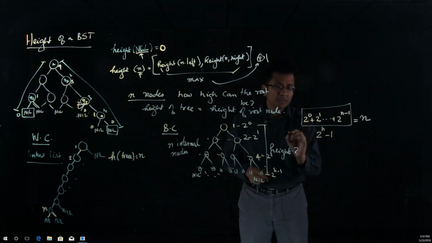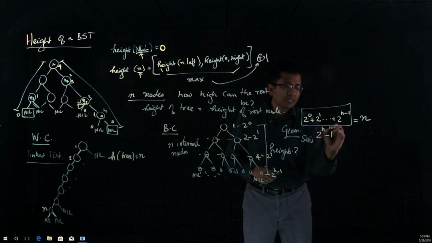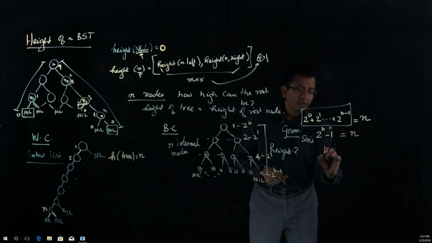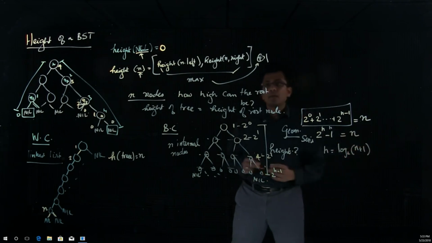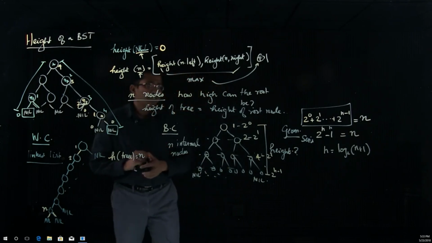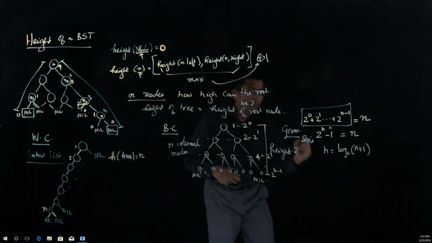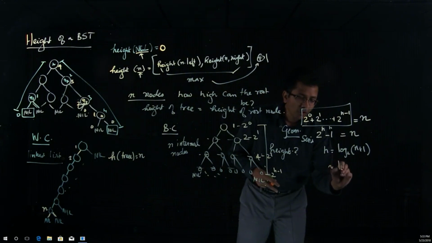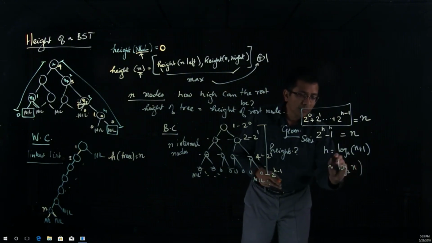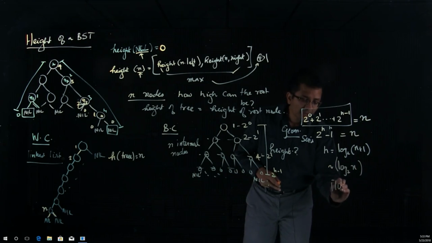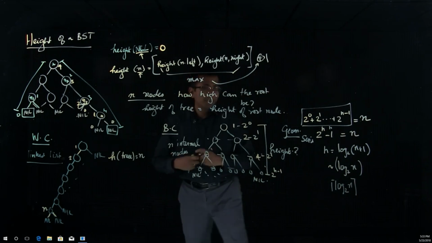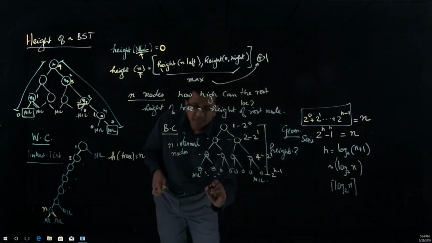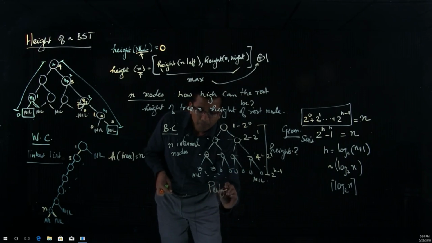This is the geometric summation, geometric series. And this sums up to 2 to the power h minus 1 is n, or h is going to be log to the base 2 of n plus 1. So the height of a tree with n nodes is going to be roughly log to the base 2 of n. If you want to be precise, it could be ceiling log to the base 2 n, and this is the best case. And this kind of a tree is called perfectly balanced.